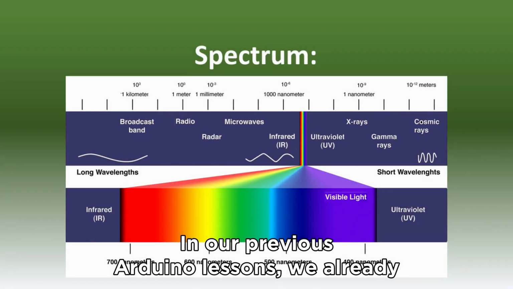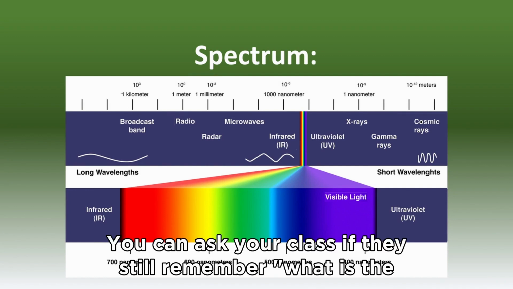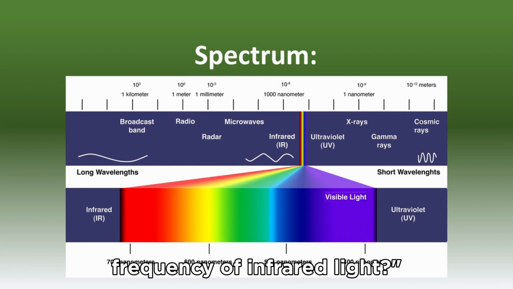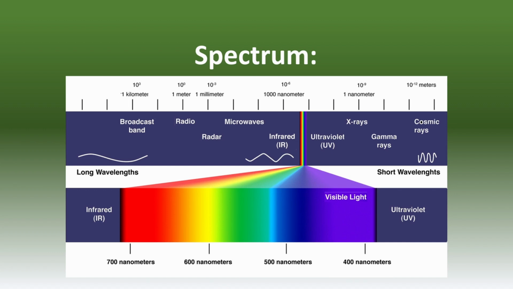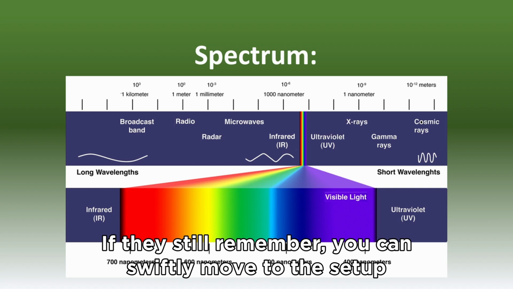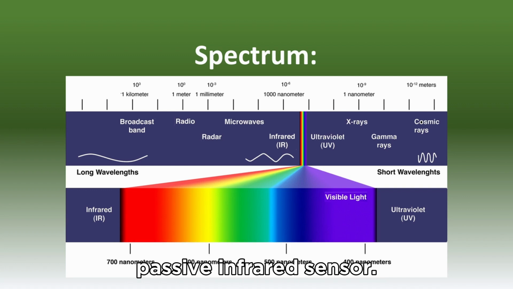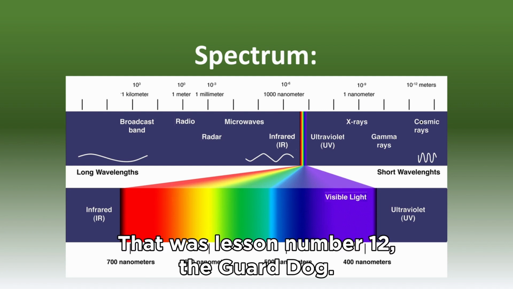In our previous Arduino lessons, we already explained infrared light and its relation to heat. You can ask your class if they still remember what is the frequency of infrared light. Take a look at this spectrum chart for the answer. If they still remember, you can swiftly move to the setup of this lesson. If not, explain again or refer them to the lesson on the passive infrared sensor. That was lesson number 12, the guard dog.